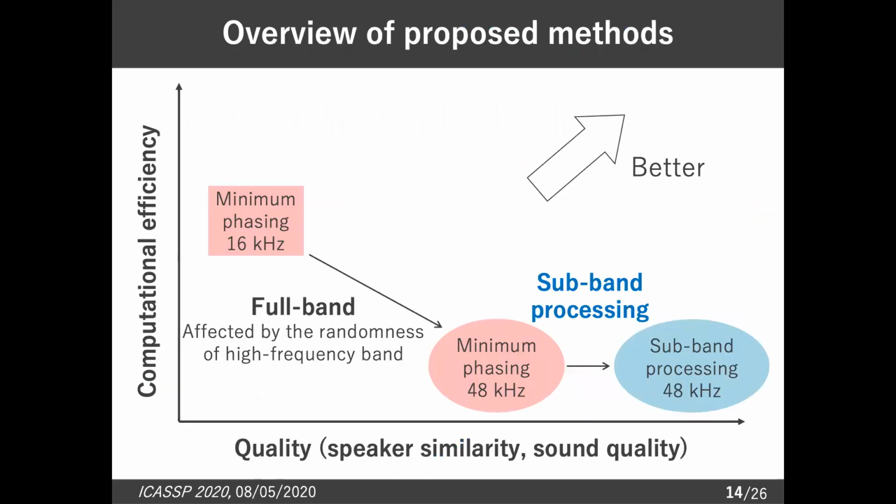Next, let me explain our proposed subband processing method for full band VC. When the conventional method is extended to full band VC, the converted speech quality does not improve much due to the large fluctuations in the wider band components. Our subband processing method enhances the converted speech quality by converting each frequency band separately.